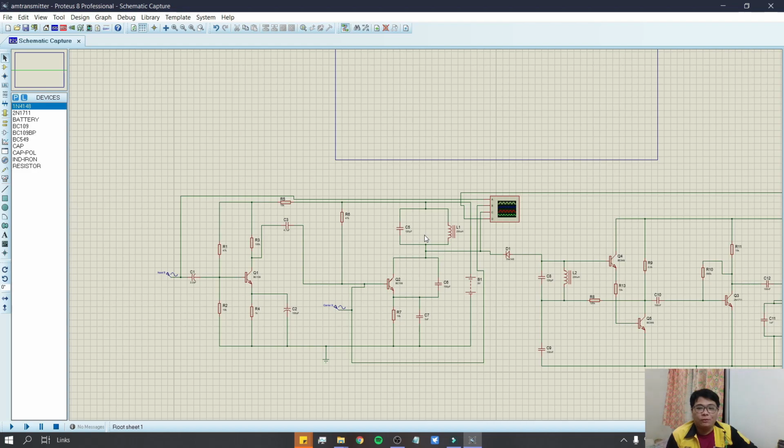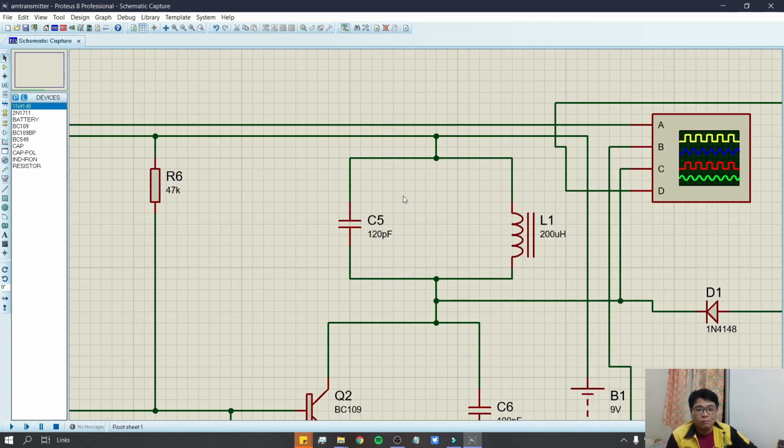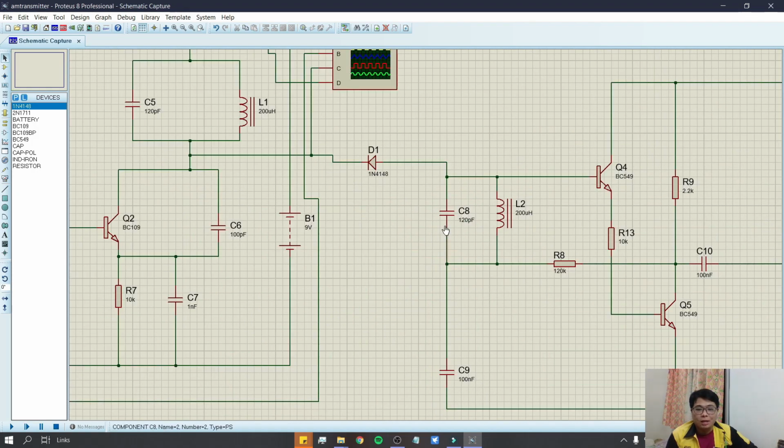After the setup of the oscilloscope, next we will talk about how we obtain the tank circuit capacitance and inductance values for the transmitter and the receiver.